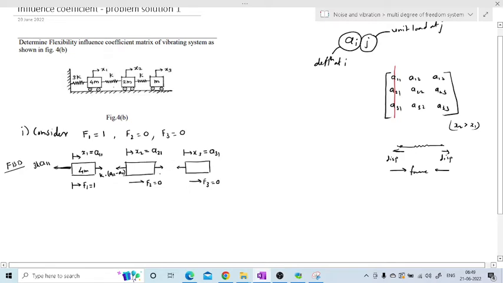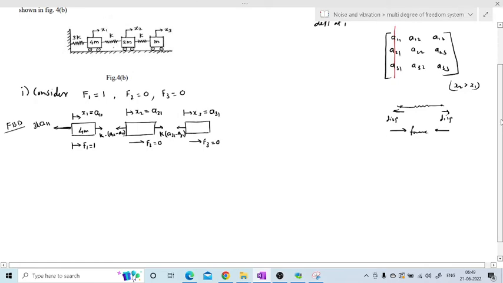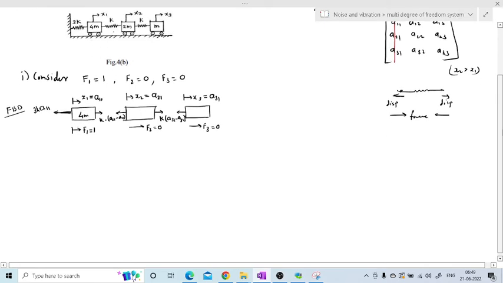Now what will be the force here? The spring stiffness is K. So force will be K into x3, that is A31, minus x2, that is A21. Okay, so this is the spring force. And on this last mass M, we don't have the spring on right side, so I have not written anything here. So this is the FBD. This is the important part in the influence coefficient calculation. And if you draw this FBD, then we will have to repeat the same FBD, but by just changing the force value. Okay, 3 times.